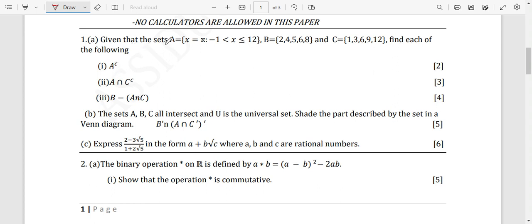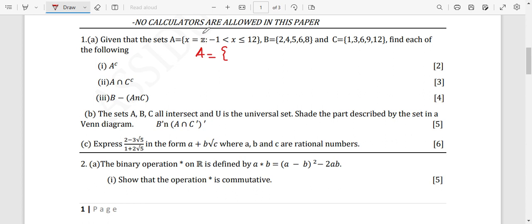First question. Given that the set A has the elements x, where x is an integer, Z, from -1 to 12. Okay? And then you have got B, those elements C. Now I want to find A complement. The first thing, let's identify set A.